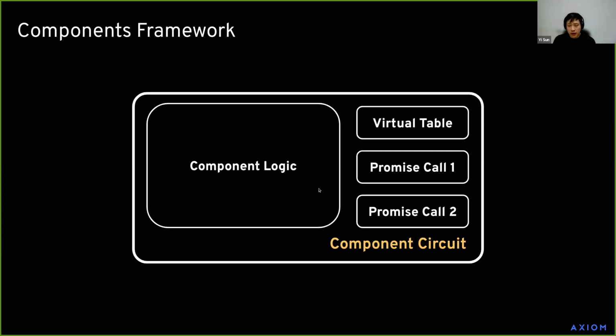Now, within the circuit, we allow the component to make what we call promise calls. These are named in analogy to promises in TypeScript or JavaScript. The idea is that these are claimed input-output pairs for other functions that must be verified later in aggregation by a separate component circuit. And finally, a component circuit is allowed to expose a virtual table. That's sort of the input-output pairs of functions that the component circuit itself is computing. For example, for the catch-up component, this virtual table would consist of the inputs and catch-up of those inputs.